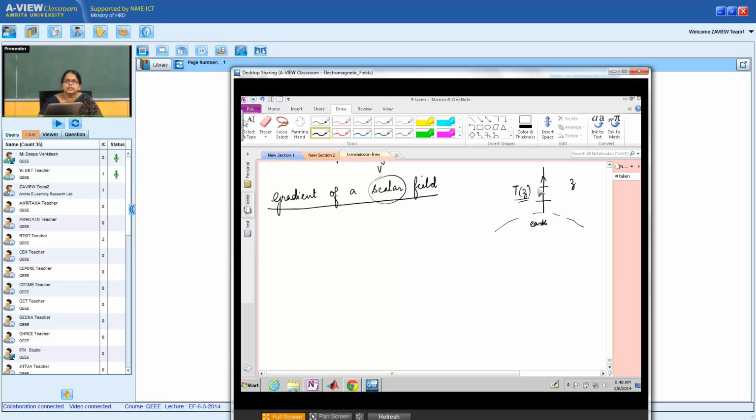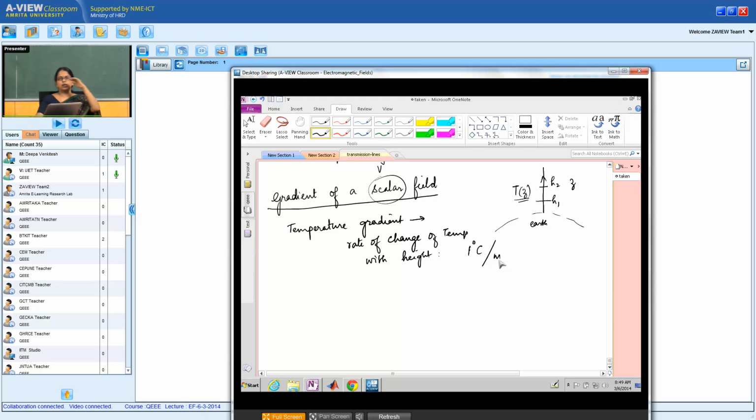Now I want to know what the temperature is at this point. I know the temperature at height 1. How would I calculate the temperature at height 2? I can do that provided I know the temperature gradient. Temperature gradient is nothing but the rate of change of temperature with height. I could be totally wrong in this case, but let's say there is a 1 degree change in temperature for every meter. That is my temperature gradient.